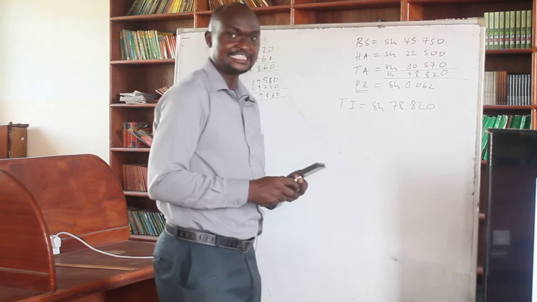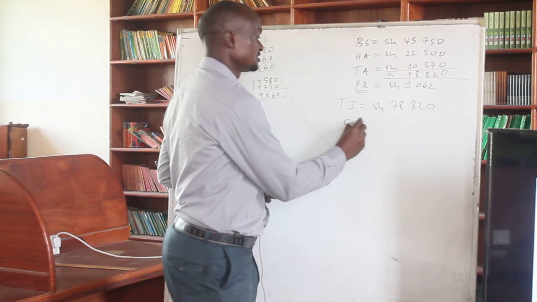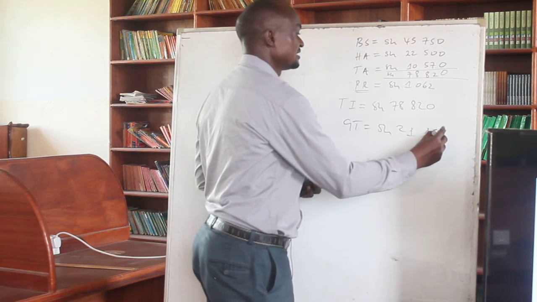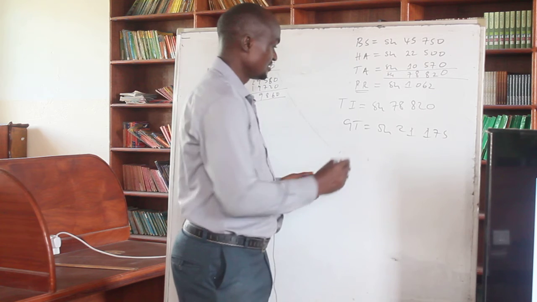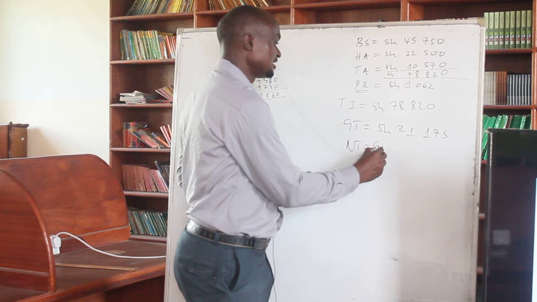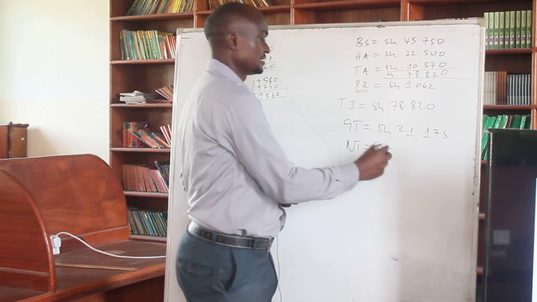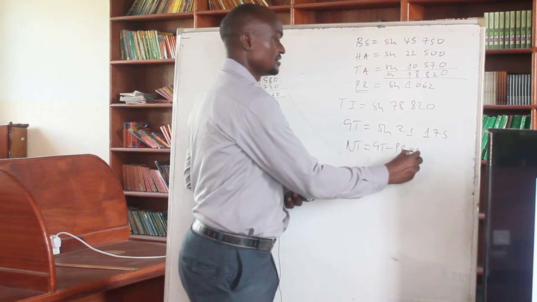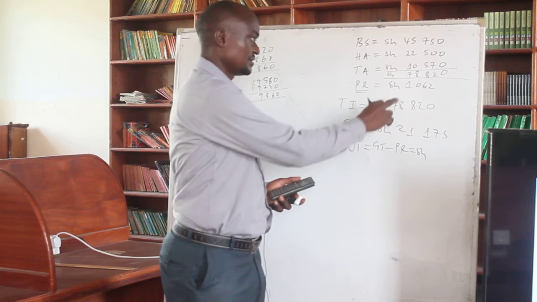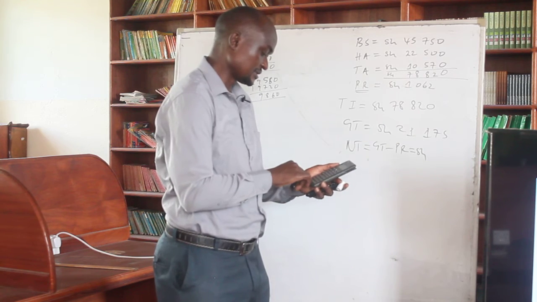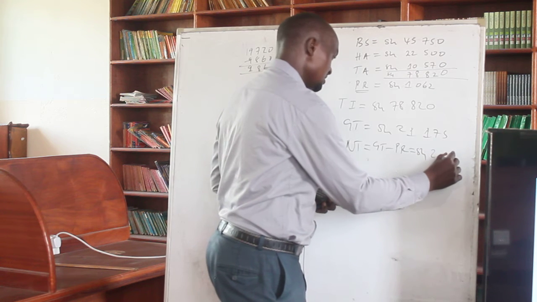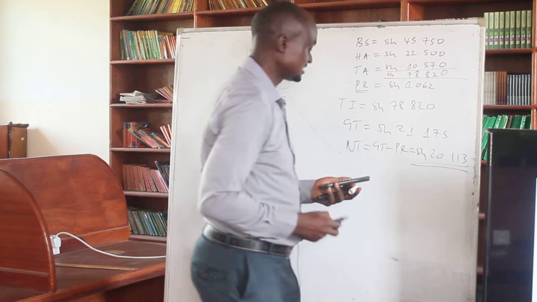So the GT, the gross tax, is 21,175. The NT, the net tax, is the GT, gross tax, less the personal relief. That's the only relief that he has. So it is this amount, 21,175 less 1062, and you get that to be 20,130. This is the net tax.